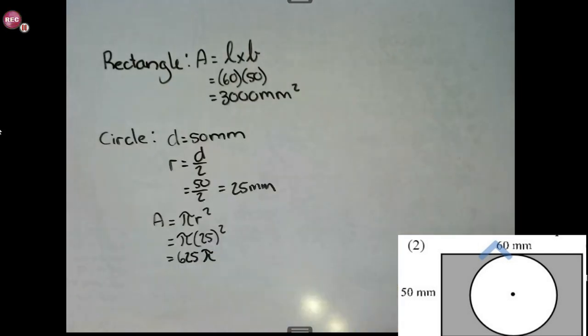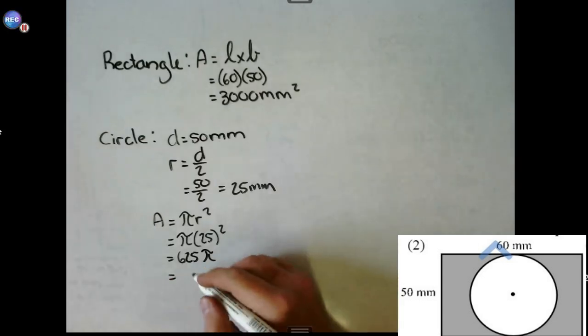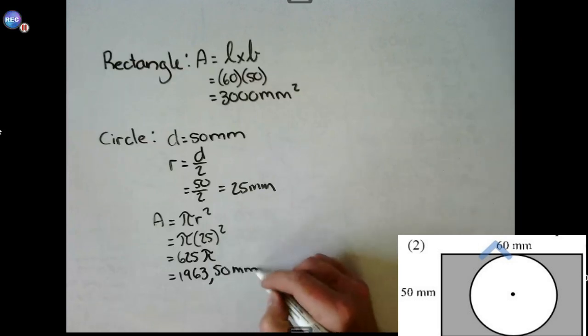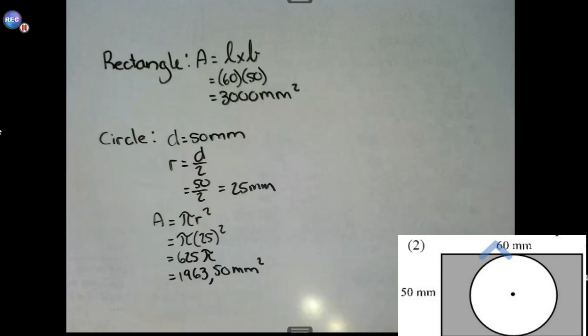Okay? Now, you need to press the SD button because we want the answer rounded off to 2 decimals. So it's going to be 1963,50 millimeters squared in this case. So that would be the area for the circle.